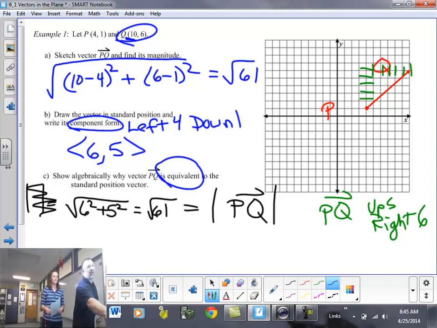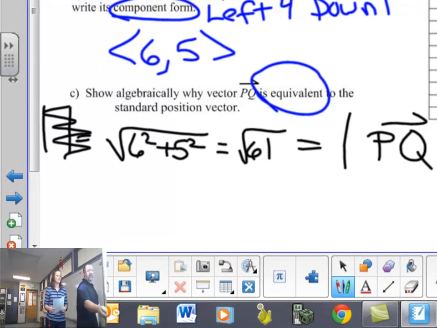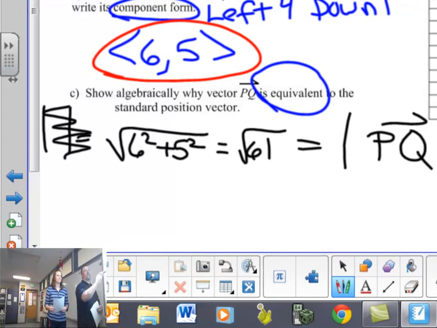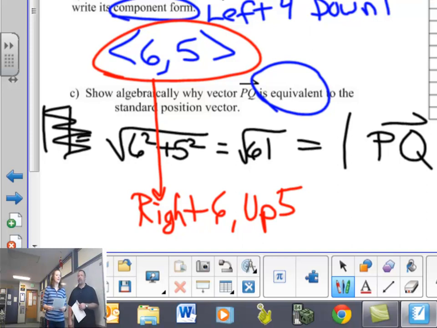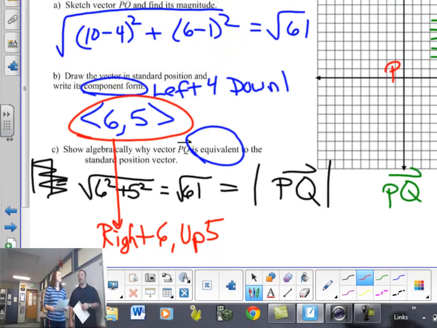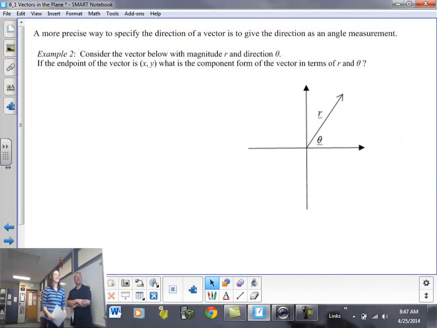That's great. Okay, but the vector 6, 5 is obviously right 6 and up 5, is it not? Yes, it is. So this is also right 6, up 5, and it's in standard position. So are they going the same direction? They are going exactly the same direction. And since they have the same magnitude, then they are equivalent. Piece of cake.